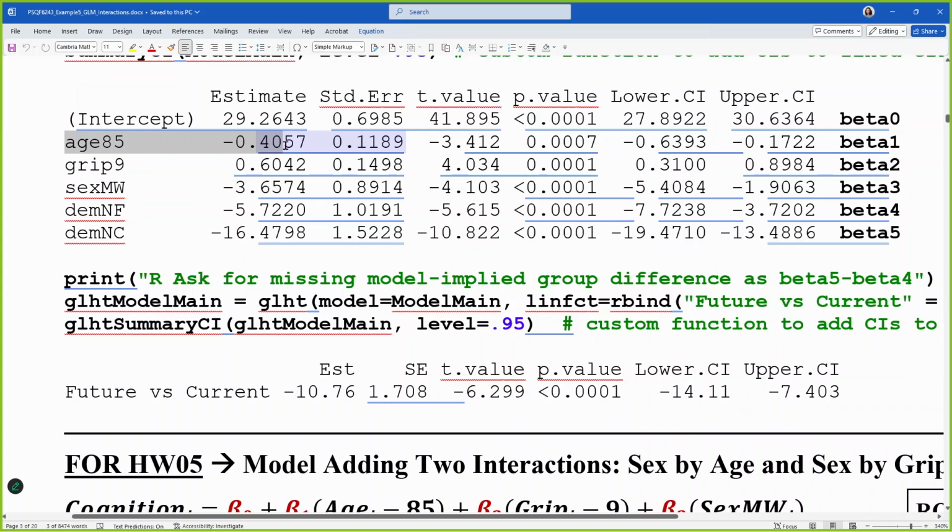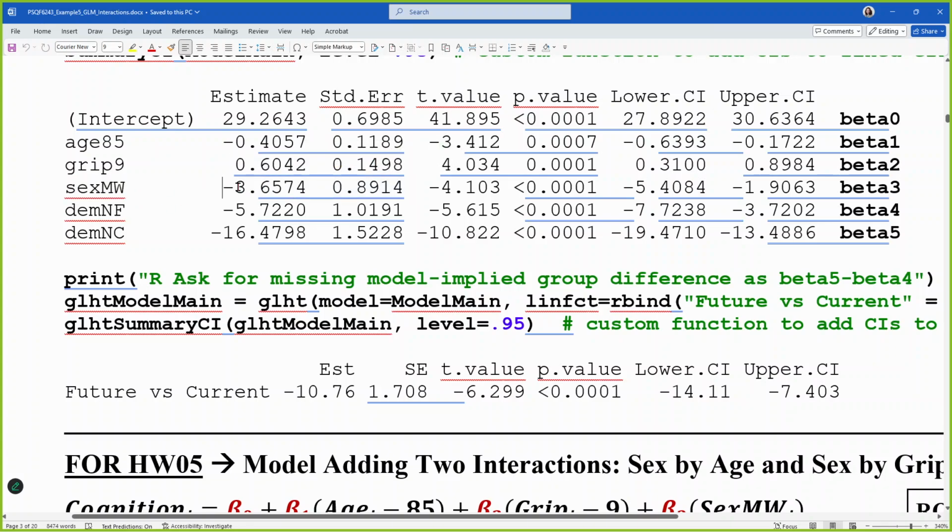So for every year older, what happens to your cognition? Up or down? Let's make this simple. Down. Yeah, down by 0.4. For every unit stronger, up by 0.6. What about women relative to men? Yeah, they're lower because they're the 1.